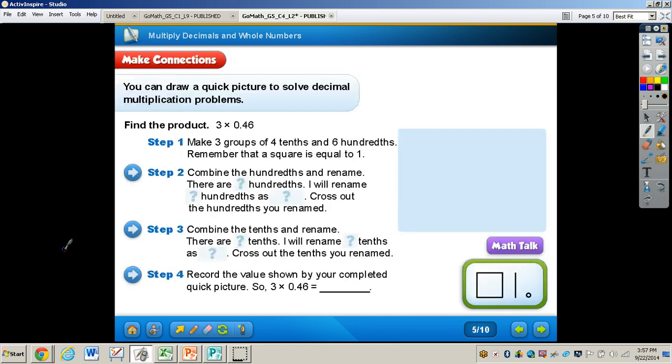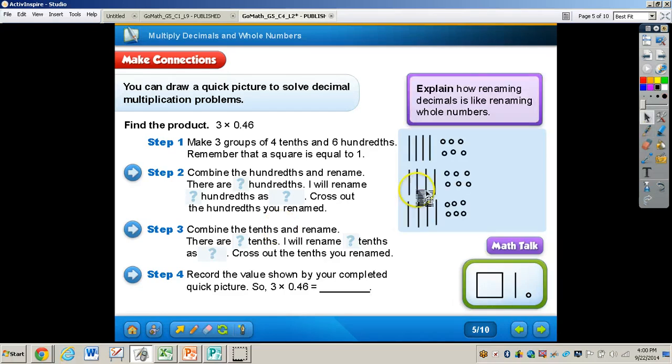Okay, now let's take a look at a quick picture to solve decimal multiplication problems. Okay, so we want to find the product of 3 times 46 hundredths. Step 1, it says make 3 groups of 4/10ths and 6 hundredths. Remember that a square is equal to 1. Okay, and I want you to draw what I have right here on the right hand side, right in that space on page 166 in your Go Math book. So you need to pause the video to do that.